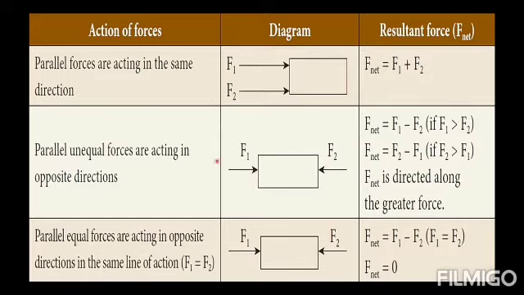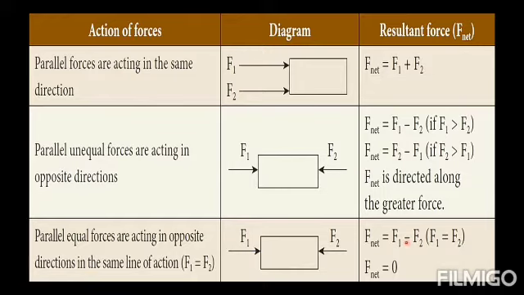Next one, parallel equal forces acting in opposite direction along the same line of action. See, the action is the same, F1 equals F2. Look at this picture, F1 and F2. Both have the same force. So, you will get F resultant equal to F1 minus F2. Suppose F1 is 5 Newton and F2 is also 5 Newton. So, 5 minus 5, what answer will you get? The resultant force is 0, since F1 equals F2. Both are equal, so the resultant is 0.